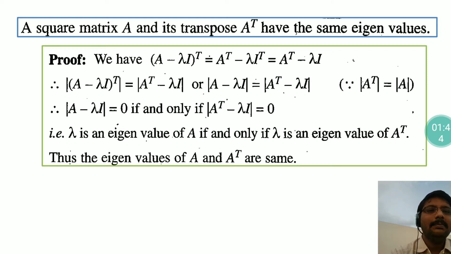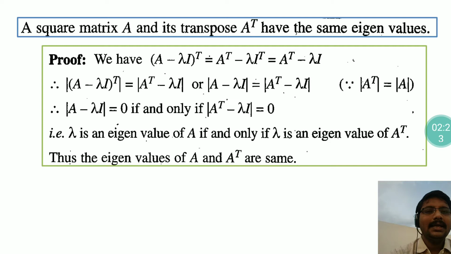So an eigenvalue is a number, whose transpose gives the same number, that is lambda. I transpose is I, because the transpose of the identity matrix is the same matrix I. Now consider the determinant on both sides: determinant of A minus lambda I whole transpose equals determinant of A transpose minus lambda I, or determinant of A minus lambda I is equal to determinant of A transpose minus lambda I, since determinant of A transpose is equal to determinant of A.